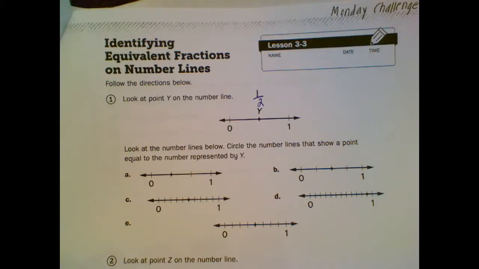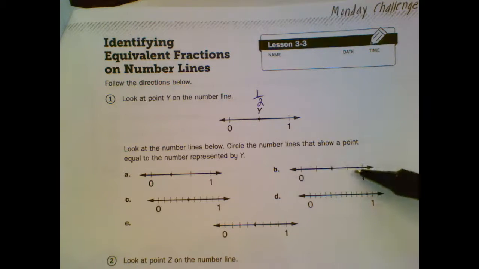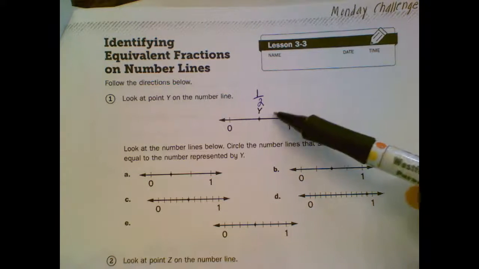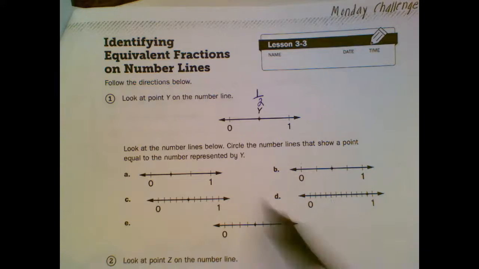In the questions that you'll be answering for number 1, it says, look at the number lines below. You have A, B, C, D, and E. So you have 5 choices. It says circle the number lines that show a point equal to the number represented by Y. So you're going to look at these 5 number lines and you will circle if they are equal to 1/2.